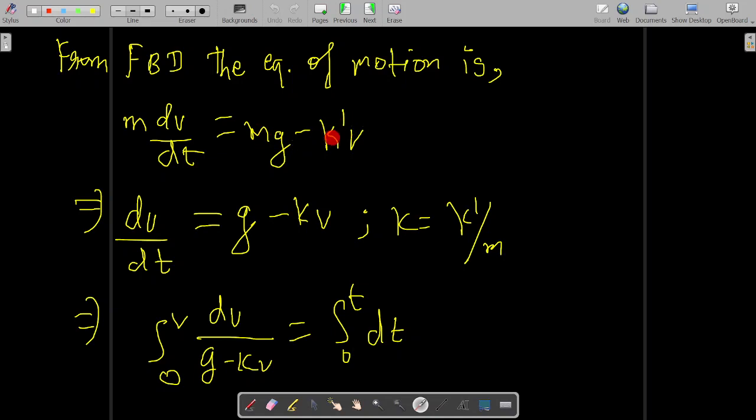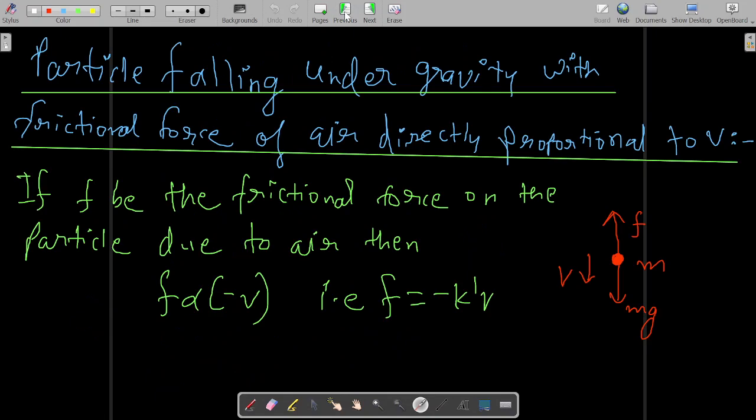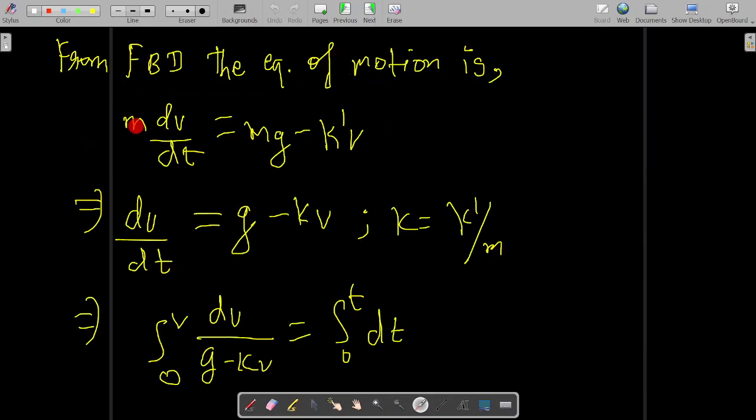So mg minus K dash V equals m dv by dt, meaning mass into acceleration. This is your mg, and K dash V is in the opposite direction. So what is this? m dv by dt, mass into acceleration, equals mg minus K dash V. This is the equation of motion which is derived from the FBD.